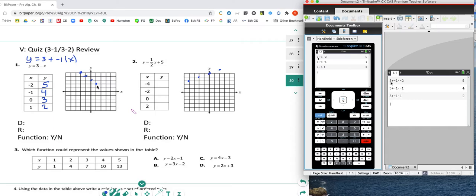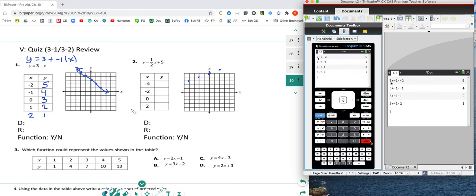And of course we would need a fifth point, so we're going to go ahead and put in 2 and go to our calculator, and we're going to do 3 plus -1 times 2, which is going to give us 1. So then we're going to go 2, 1, and that's going to give us our fifth point. We're going to go ahead and draw our straight line, put our arrows in at the ends of it, and now we're going to look at our domain.